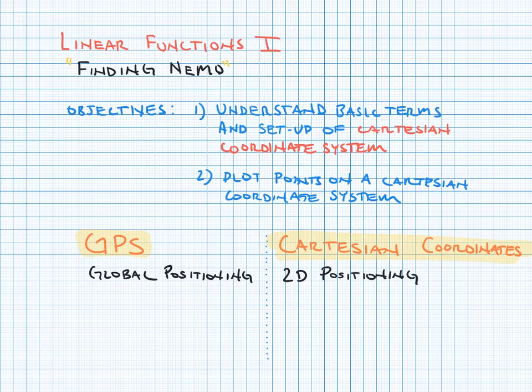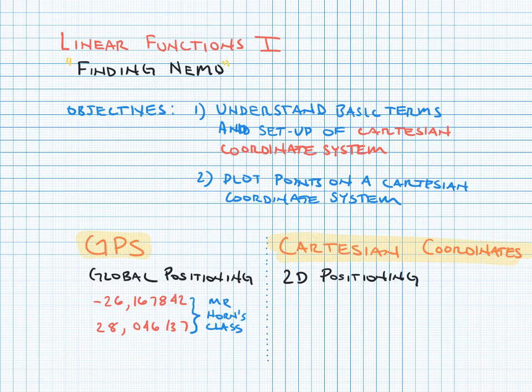Many of you are familiar with using a GPS or using some system of maps to find ways of getting from place to place. These maps use global positioning coordinates, using latitude and longitude to find places. For example, you can find my classroom with these coordinates. In mathematics, we're going to work on a different system. It's the ancestor of the GPS system, and it uses 2D positioning. It's called the Cartesian coordinate system and is named after René Descartes, who came up with it.